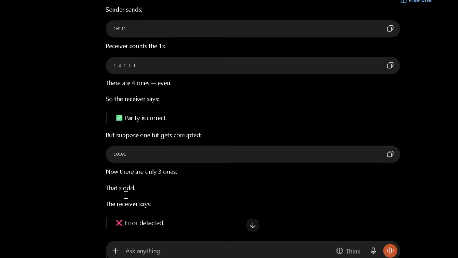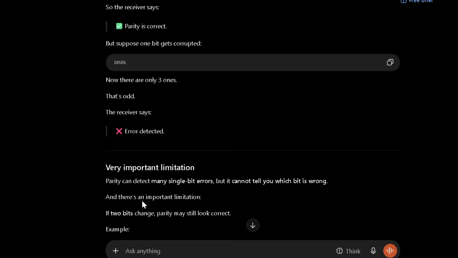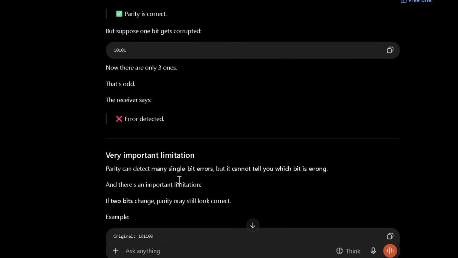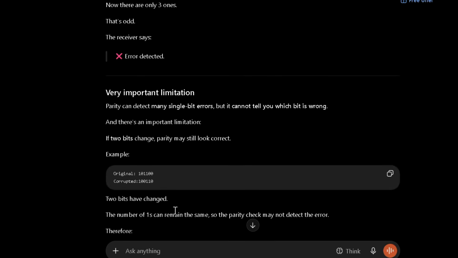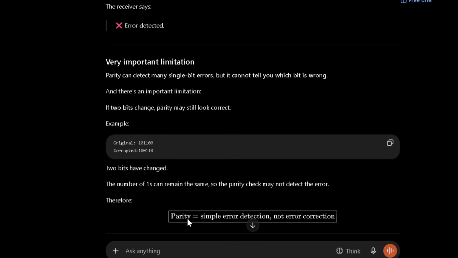Very important limitation: parity can detect many single bit errors, but it cannot tell you which bit is wrong. There's another important limitation. If 2 bits change, parity may still look correct. Example, original 10110, corrupted 100110. 2 bits have changed. The number of ones can remain the same, so the parity check may not detect the error. Therefore, parity is simple error detection, not error correction.